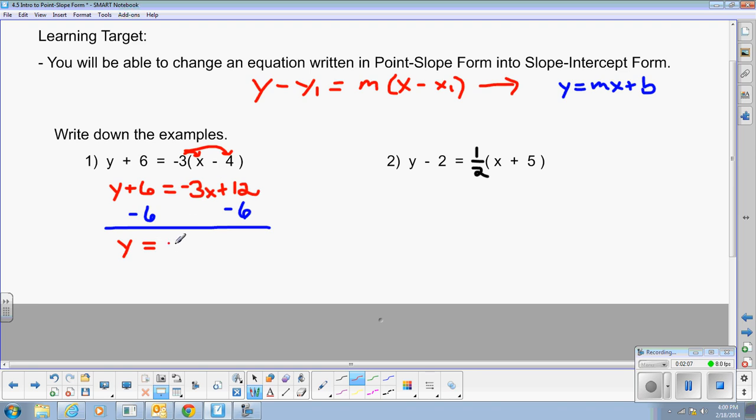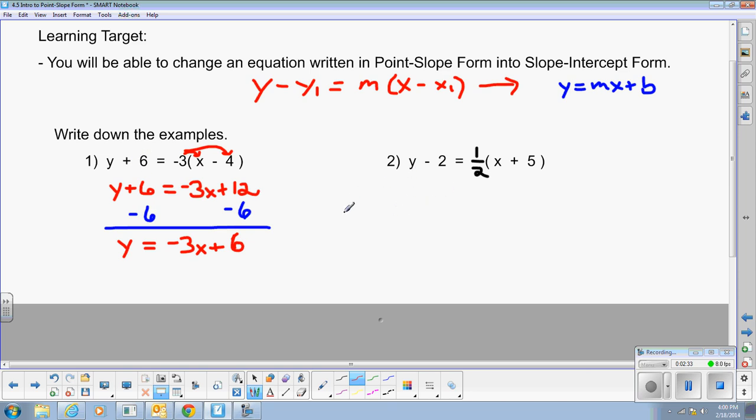The negative 3x is just written down. And now I have 12 minus 6, that's a plus 6. And I now have an equation written in slope-intercept form because it's y equals negative 3x plus 6, where m is negative 3 and that's going to be a b. So I have y equals mx plus b, and I'm done. That's all I need to do. Two steps: distribute, and then solve for y.